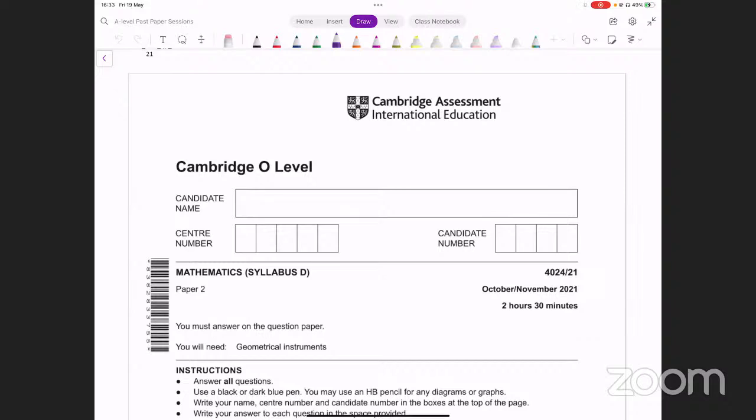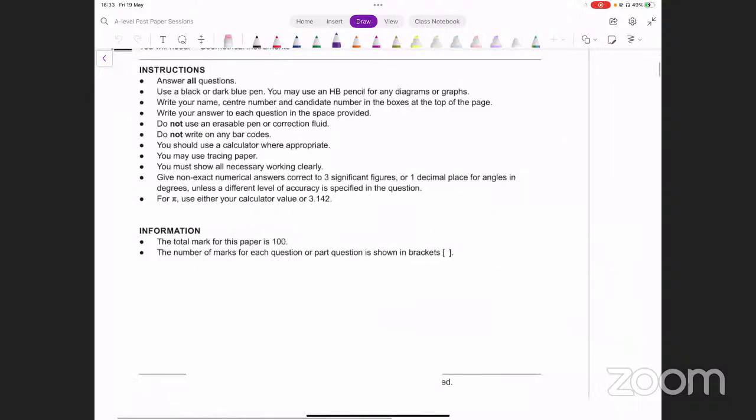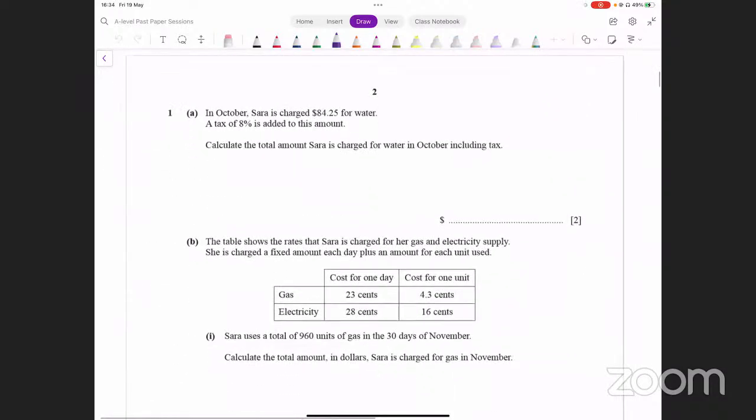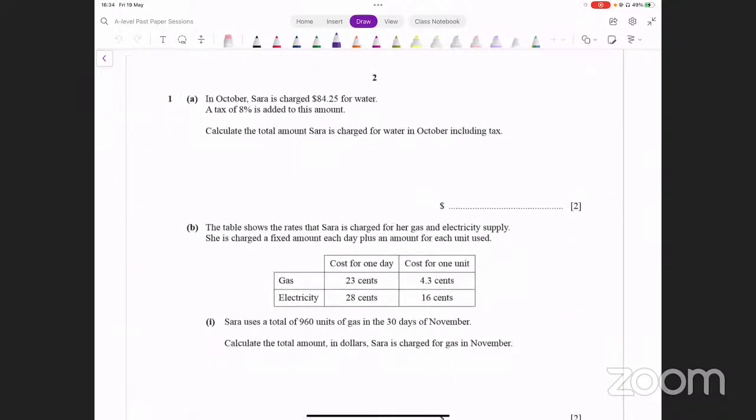Let's begin with this. All right, so it says, in October, Sarah is charged $84.25 for water. A tax of 8% is added to this amount. We need to calculate the total amount Sarah is charged for water in October, including tax.